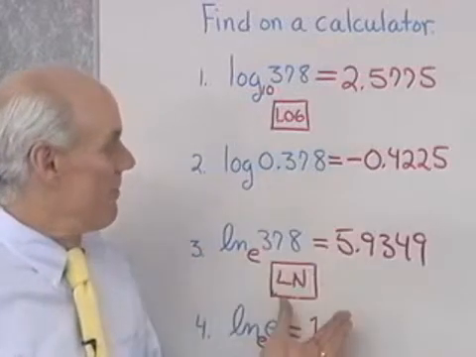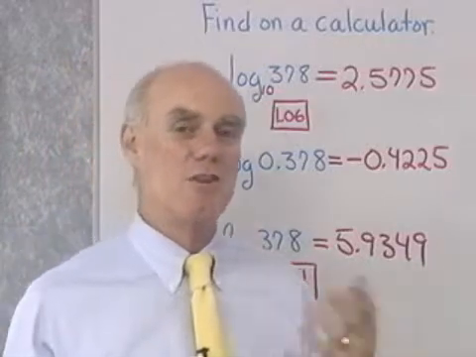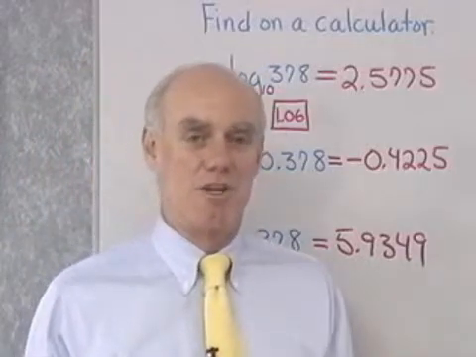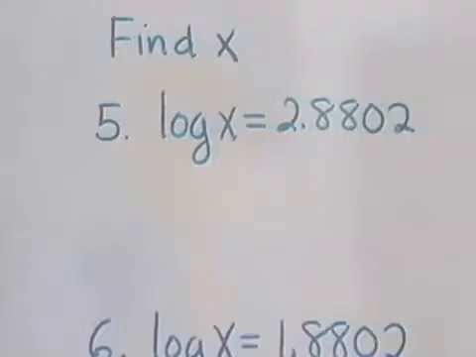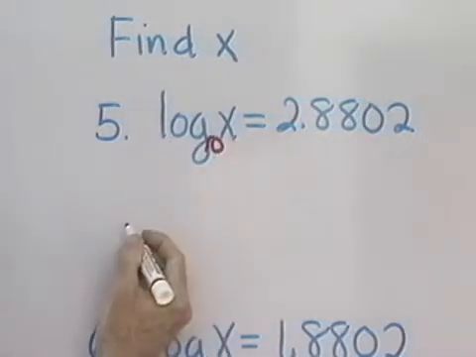So that's a look at how we find some common logarithms and natural logarithms using the calculator. Let's go in the other direction now, and given the logarithm, see if we can find the number it came from. First problem, log base 10 of x is 2.8802. So again, this is notation that implies that the base is 10.